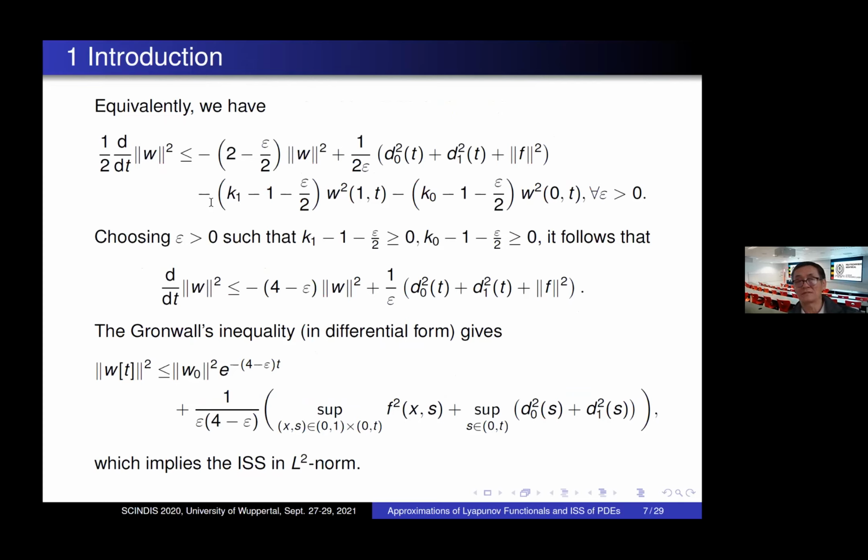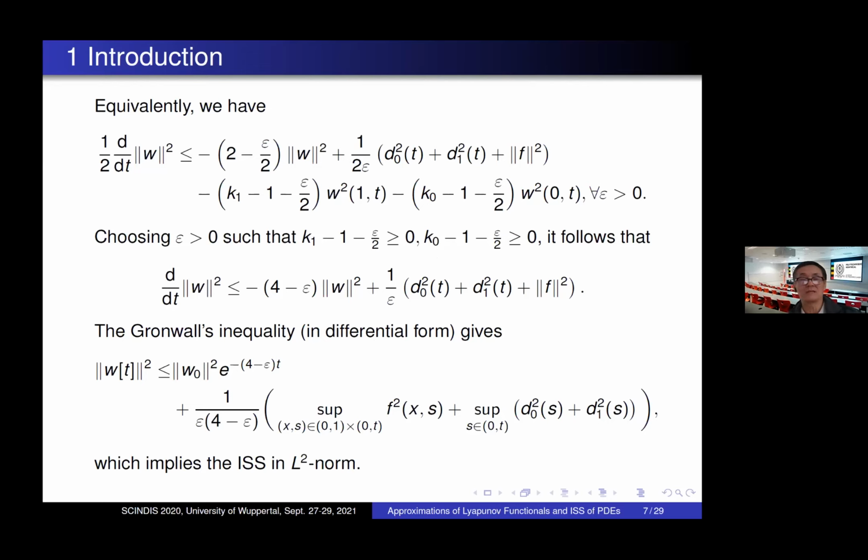Okay, you know that because K0, K1 actually are the gains of the physical control on the boundary, we can choose the values of K1 and K0 so that these two inequalities hold. So we can now get immediately these estimates, and by using the Gronwall inequality, we can get the estimates of the solution, which shows that the system is exponentially stable, exponentially ISS in L2 norm.